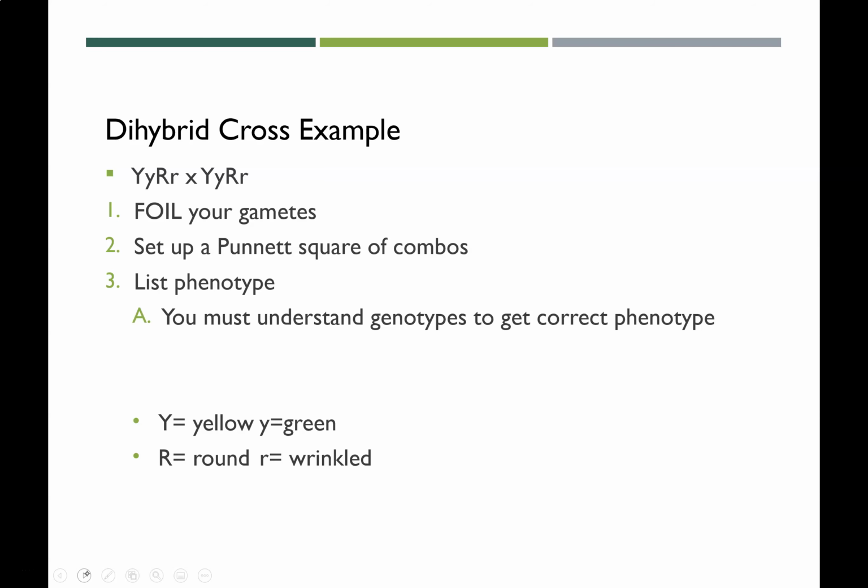All right, so let's move on to a dihybrid cross example. Now remember, a dihybrid cross is demonstrating the law of independent assortment. This is the law that says that the alleles from two different genes will separate into gametes independent of one another. That means you can get any combination of Y with any combination of R.